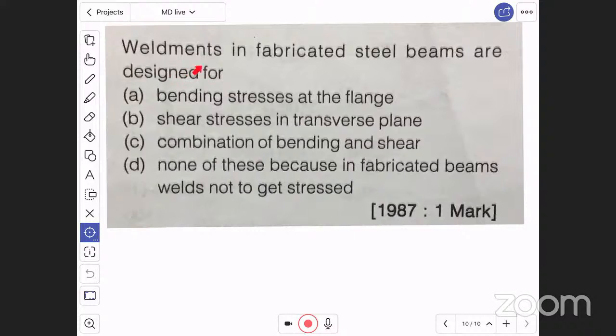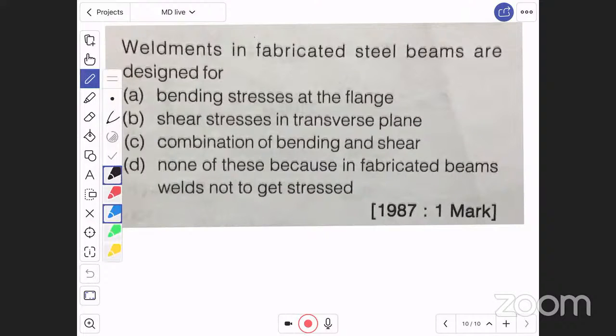Theory question, very simple theory question. Weldments in fabricated steel beams are designed for: A, bending stresses at the flange; B, shear stresses in transverse plane; C, combination of bending and shear; D, none of these. Because in fabricated beams, welds do not get stressed.